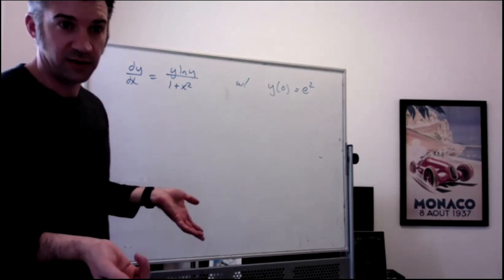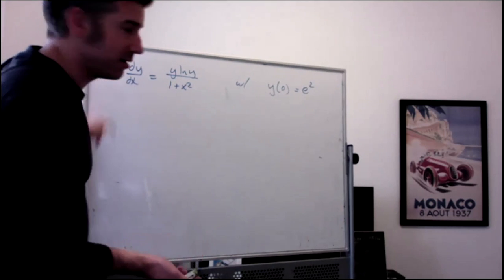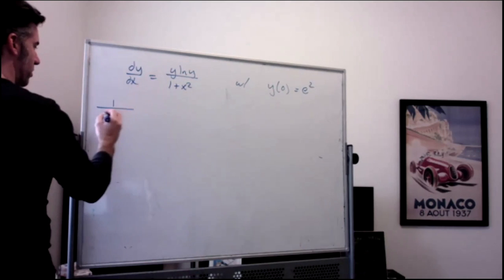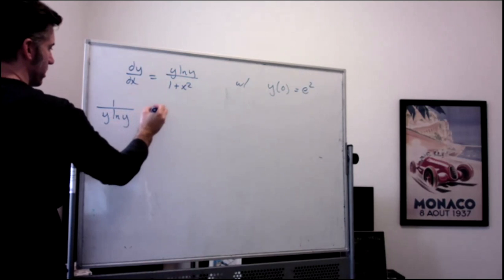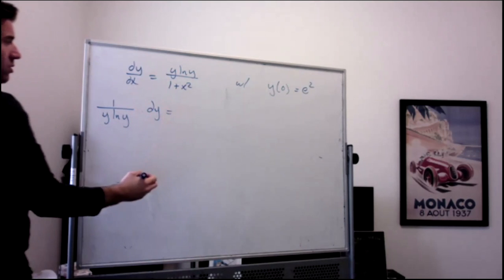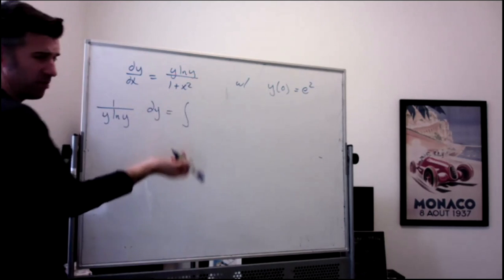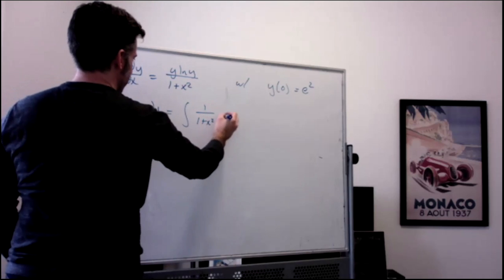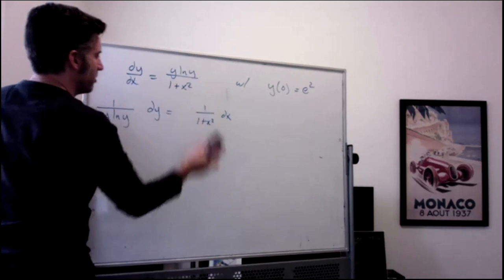Same thing we've done the previous few times. All the y's come to the left, all the x's go to the right. This is going to be 1 over y natural log of y. I'm dividing by y natural log of y, dy, equal to, I'm going to multiply by dx. I could write dx over 1 plus x squared. I'd rather write 1 over 1 plus x squared dx. Yes, I know I wrote the integral already, getting ahead of myself just a little bit.